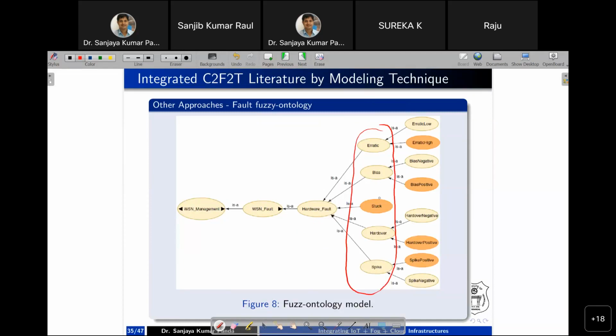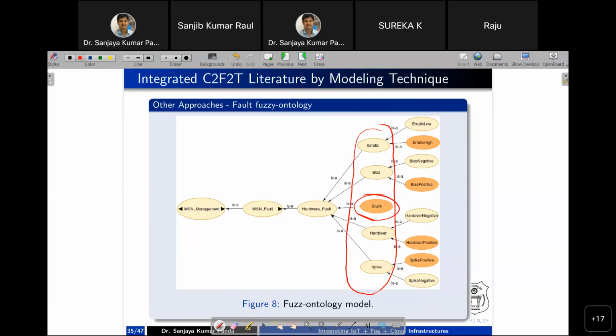One of the popular faults that you know is called the stuck problem, right? It may be a stuck-at-zero problem or a stuck-at-one problem. Stuck at zero means it is always providing 0 volt irrespective of the input. Stuck at one means it is always providing +5 volt irrespective of the input. And other faults also, like erratic fault, bias fault, hardover fault, and spike fault.